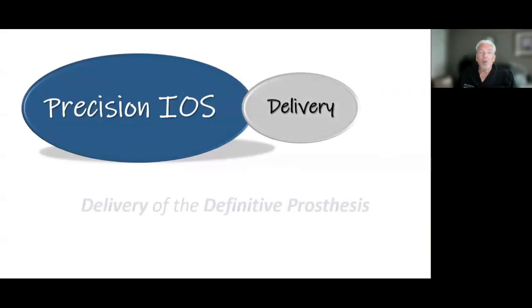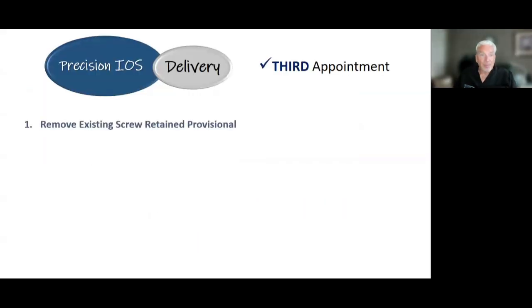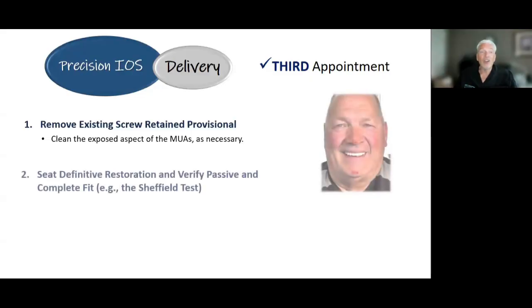Okay, so now we are talking about the delivery, our third appointment. So we're ready, the patient's excited, they're going to get their final. And what does this look like? You're going to remove the existing provisional, or maybe that test drive they were wearing, the resin prototype, clean off the little MUAs, and you're going to use the Sheffield test. You're going to seat that final. And this is very important.